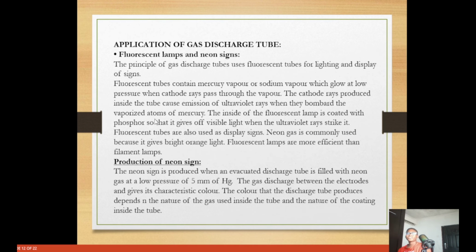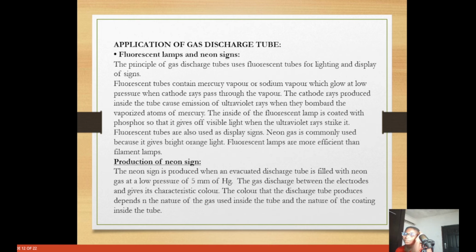Application of the gas discharge tube: fluorescent lamps and neon signs. The principle of the gas discharge tube uses fluorescent tubes for lighting and display of signs. Fluorescent tubes contain mercury vapor or sodium vapor, which glows at low pressure when cathode rays pass through the vapor. The cathode rays produced inside the tube cause emission of ultraviolet rays when they bombard the vaporized atoms of mercury. So this is how the gas discharge tube is applied to the fluorescent lamp and neon sign.